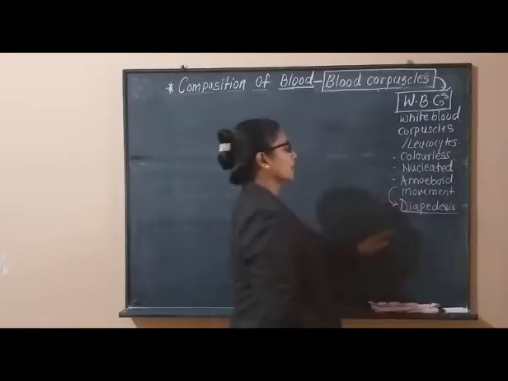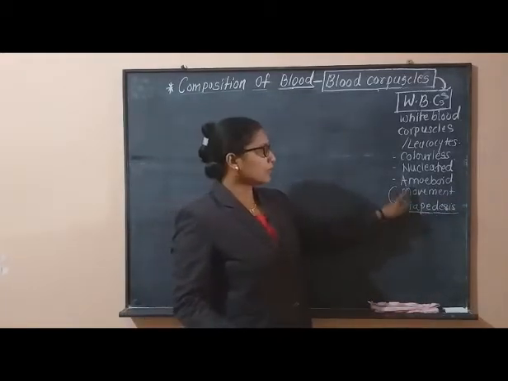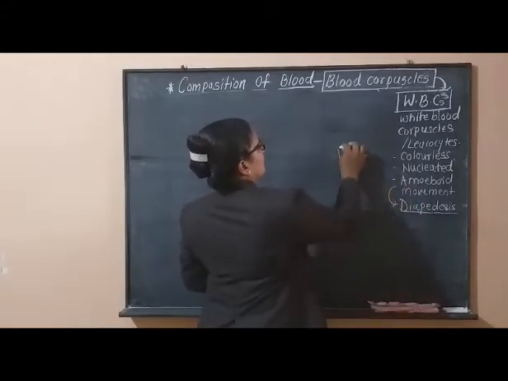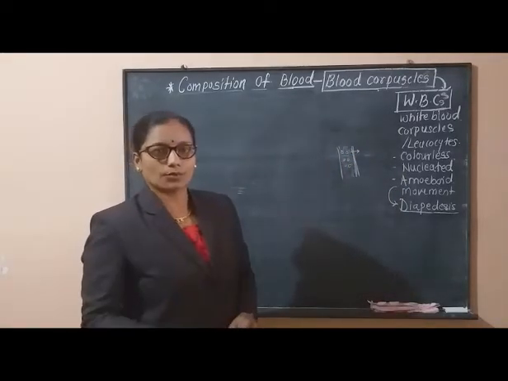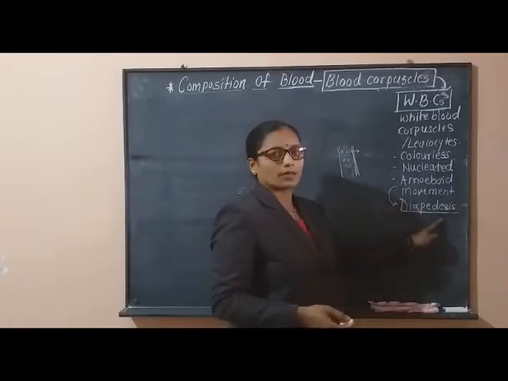Which property? Diapedesis. Now what is meant by diapedesis? This amoeboid movement helps the WBCs. This is a blood capillary. Inside it the blood cells are present. Through this capillary wall, these WBCs can easily squeeze out. This property is called diapedesis.